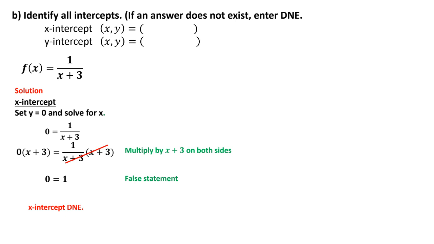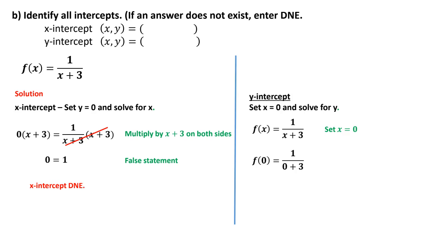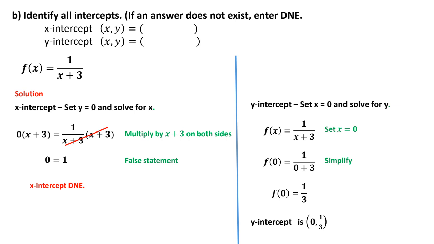When I have a false statement, this is telling me that this particular function is not crossing the x-axis. It has no x-intercepts. If I would have gotten a true statement, that value would have been the value of the x-intercept. So let's get the y-intercept. To find the y-intercept, I'm going to set x equal to 0 and then solve for y. By simplifying, we have our y-intercept at 0 and 1/3.